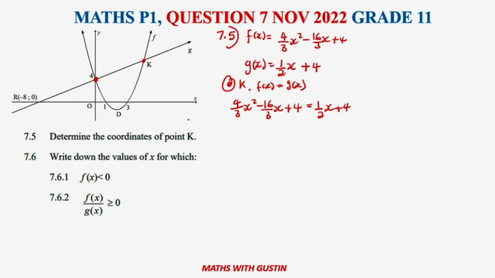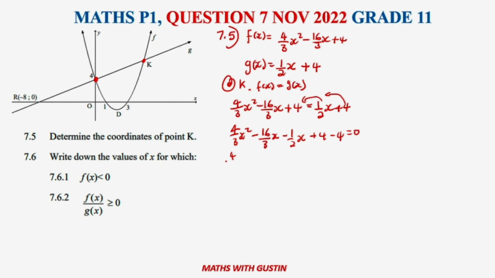Let me see what we can do here. We can simplify further. I can take everything to the other side, take half x to this side, and also take 4 to that side. It's 4 over 3 x squared minus 1 over 6 minus 16 over 3x. Therefore we have minus 1 over 2 plus 4 minus 4 is equal to 0. I took all these things to that side.